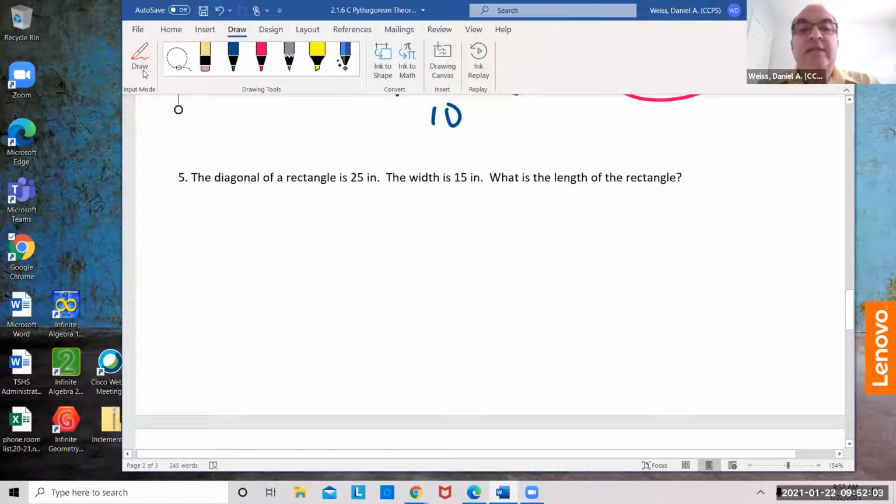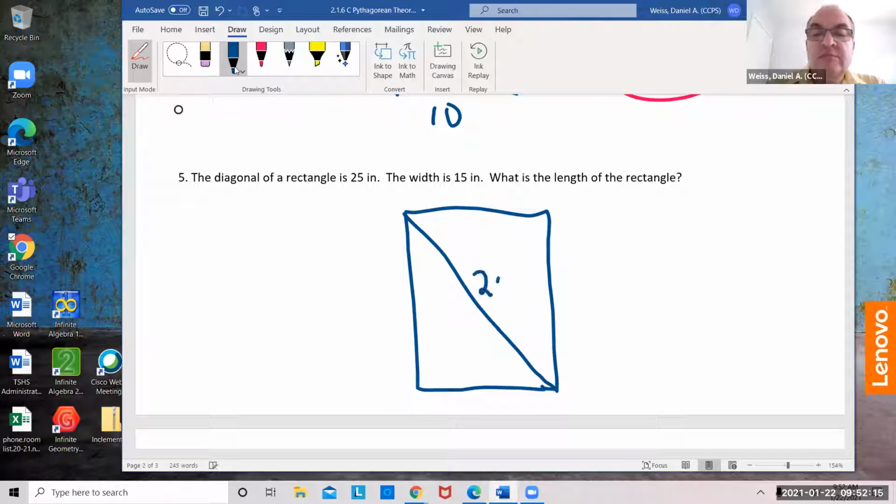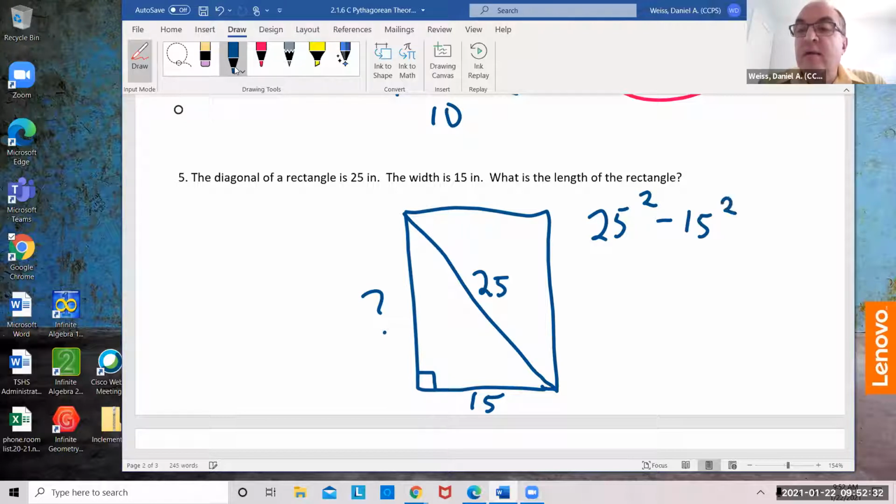The diagonal of a rectangle is 25. Draw a rectangle. Diagonal is 25. The width is 15. What's the length? Again, 25 squared minus 15 squared, hit the equals, and then hit square root.